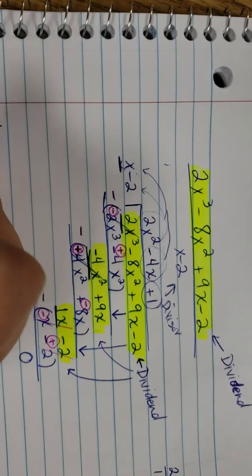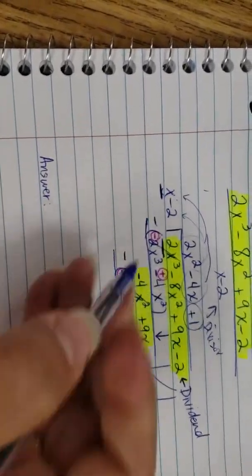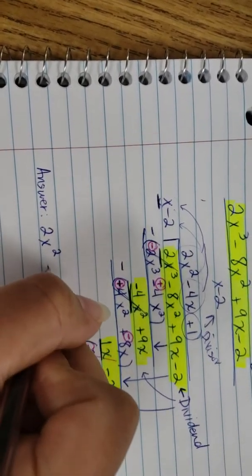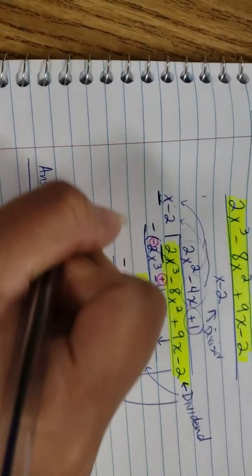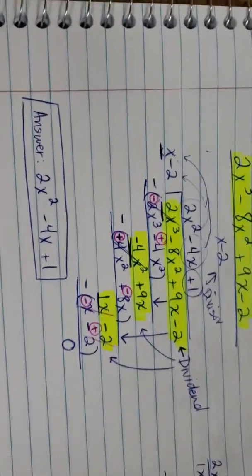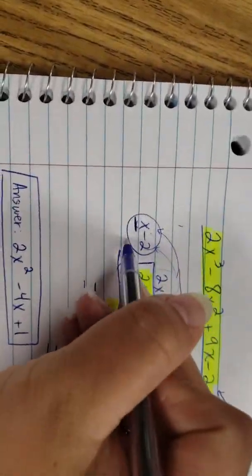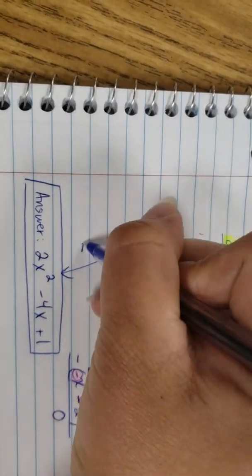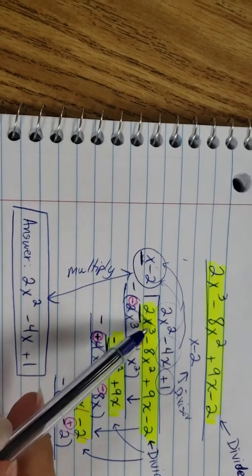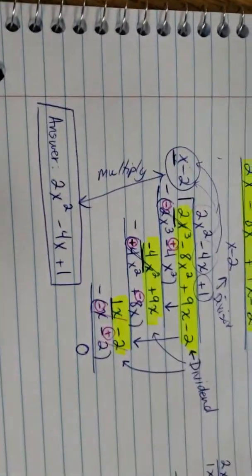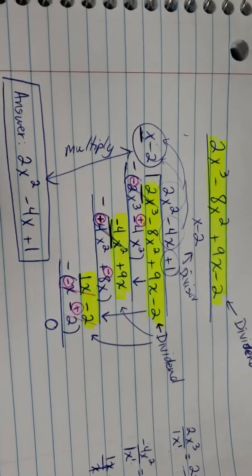Okay, so our answer is going to be everything up here. So 2x squared minus 4x plus 1. And if you wanted to check this because you have absolutely nothing else to do, you could multiply this term and this term. And if you multiply them and get this answer, you are good to go. I'm not going to show you that though because it takes kind of a while. And yeah. So hopefully that helps. Let me know.